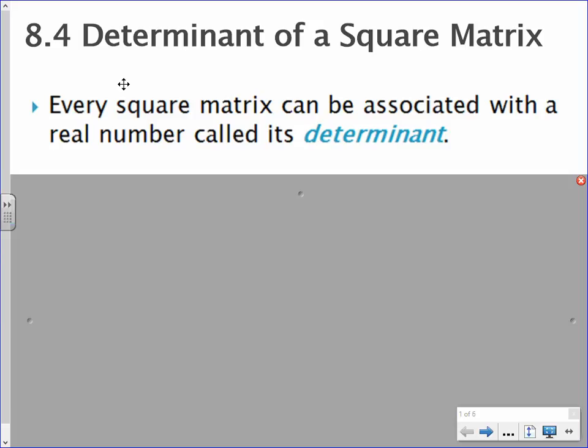Henry, how would you describe a square matrix? The rows and columns are the same. The rows and columns are the same, or there's the same amount of rows as columns, right? Very good. All right, so I'm going to start by showing you how to find a 2 by 2. Coincidentally, you already know how to do it.